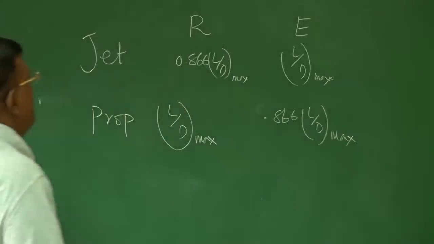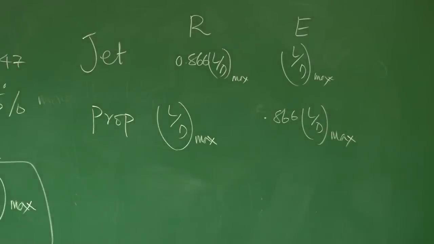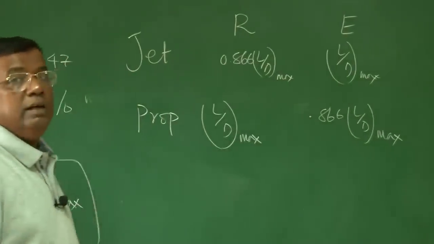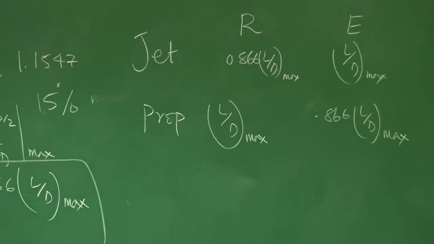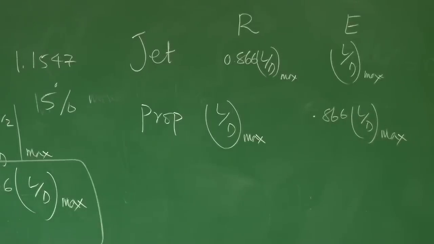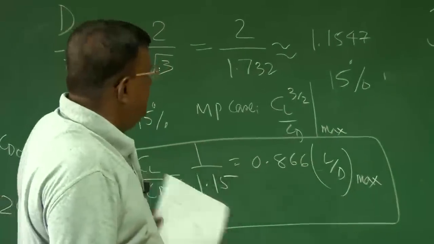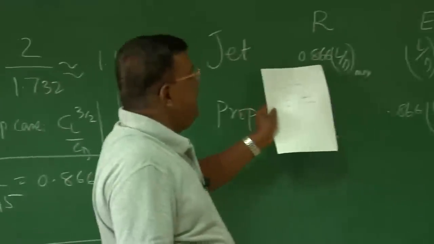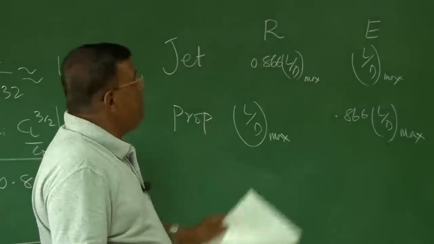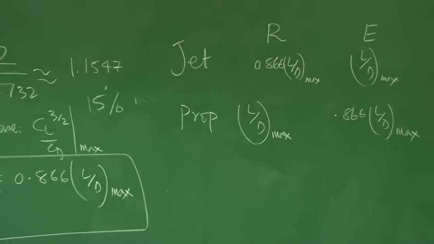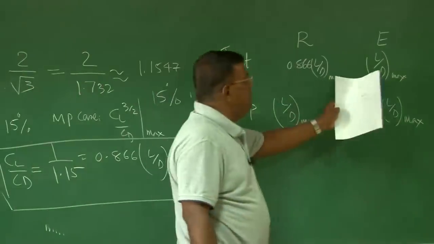So let us connect. If you see the expression for range for a jet driven airplane, the condition for maximum range is CL^(3/2)/CD should be maximum, which is equivalently a minimum power condition. And for CL^(3/2)/CD, I have seen CL/CD should be 0.866 of (L/D)max. But for endurance for a jet airplane, it will be maximum when L/D is max. So I am putting it as (L/D)max.